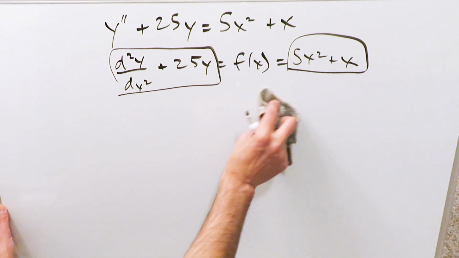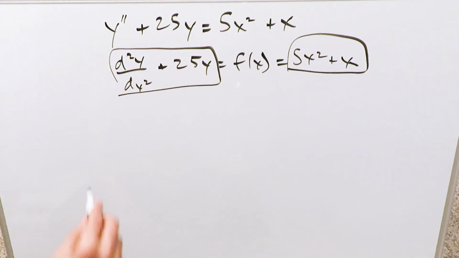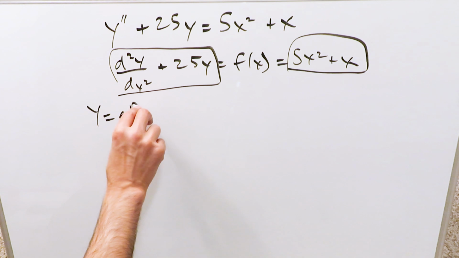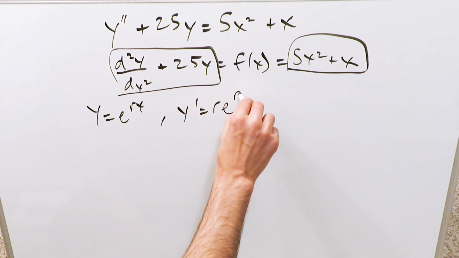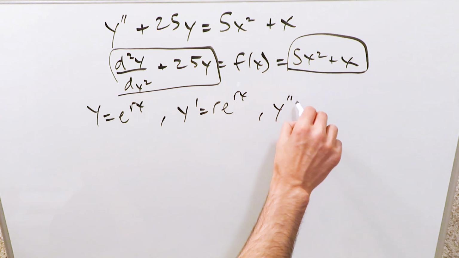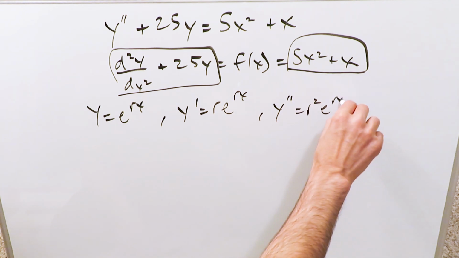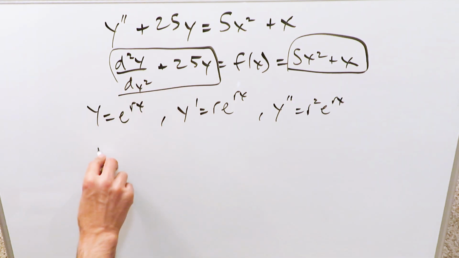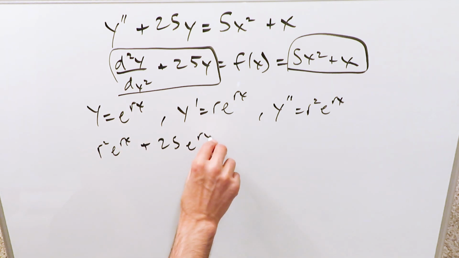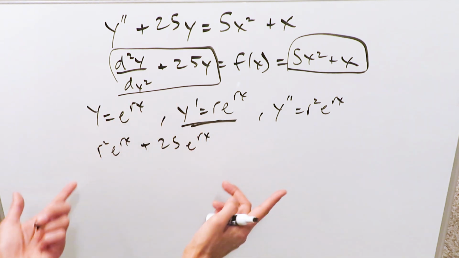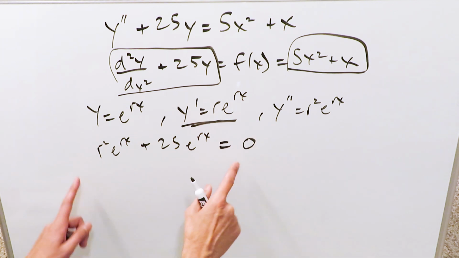We're looking at the left hand side right here, and you know y is equal to e to the power of rx. Therefore we're looking at a first order derivative, which is r e to the rx, and a second order derivative, which is r squared e to the rx. When I plug it in here, I have r squared e to the rx plus 25 e to the rx. This thing is not seen in this expression, so we don't use it, and you equal it to 0.